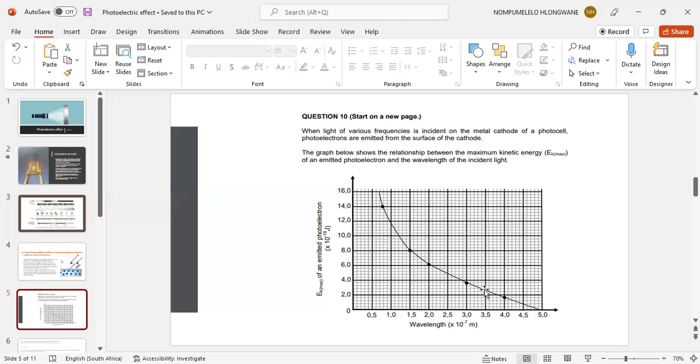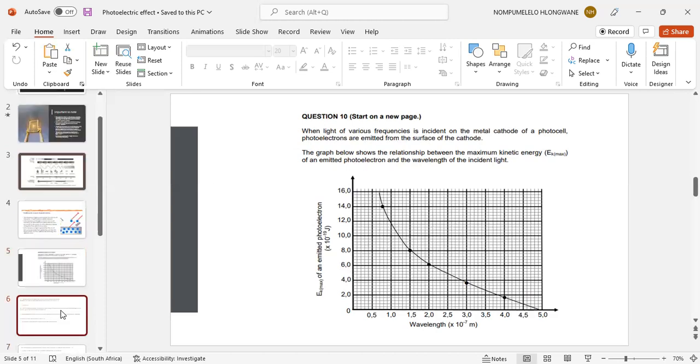I have points. What about my wavelength? It's increasing from 0.5, 1, 2, 3, up to 5 times 10 to the negative 7 meters. On this side, the kinetic energy of my photoelectrons is also increasing. So let's look at the first question that they can ask you in an exam.